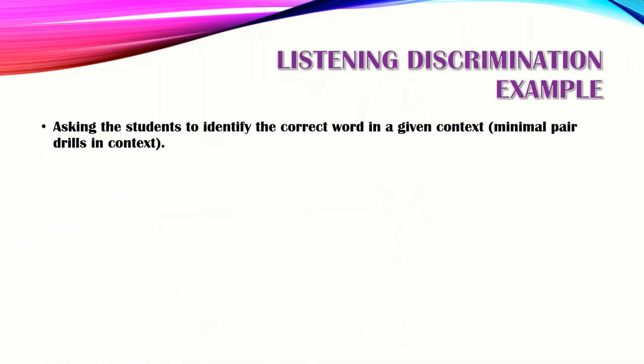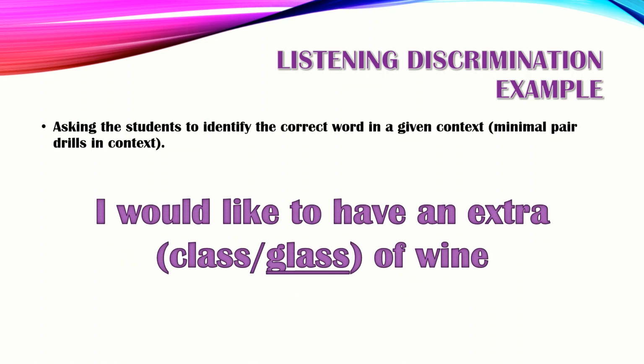An example of listening discrimination could be asking the students to identify the correct word in a given context. Exercises like these are known as minimal pair drills in context. In the example below, the teacher must read the sentence and pronounce both words, class and glass, and the students must choose the one that best fits in this context.